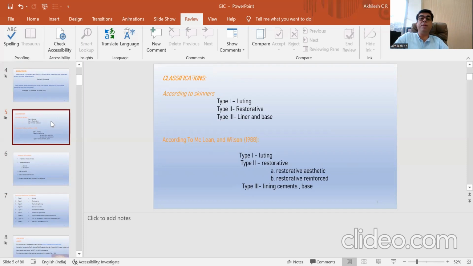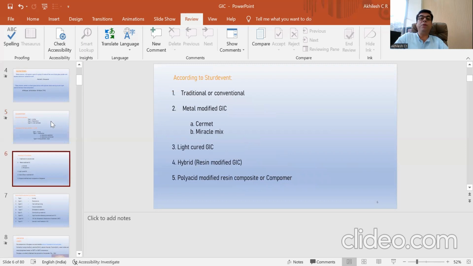According to McLean and Wilson, type 1 is luting again. Type 2 is restorative, in which you have two: restorative aesthetic and restorative reinforced. Type 3 is lining cements and bases. According to Studervant, it is classified as number 1, traditional or conventional; number 2, metal modified GIC, which can be cermet or miracle mix; number 3, light cured GIC; number 4, hybrid resin modified GIC; and number 5, polyacid modified resin composite or compomer.